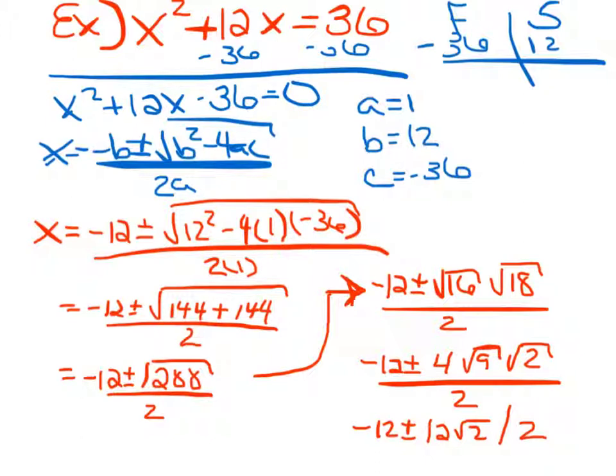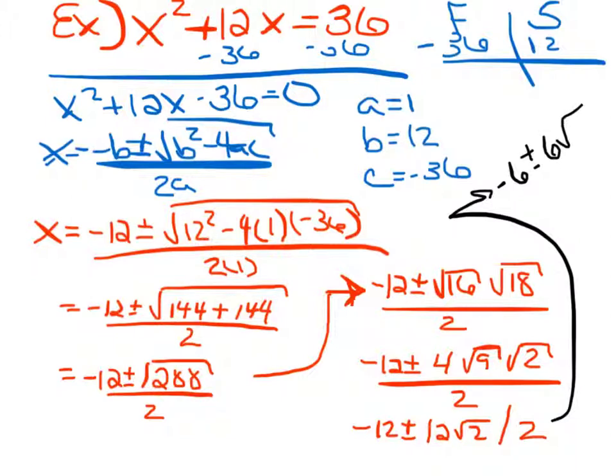So I could take this a step further, and again, I apologize for putting it up here. Let me see if I can change my pen color, if that helps a little bit. Dividing each of those 3 terms by 2 gives me -6 plus or minus 6 times the square root of 2. I could say all over 1, but I do not have to say all over 1. I can leave it like this. This is going to be my most simplified exact form.